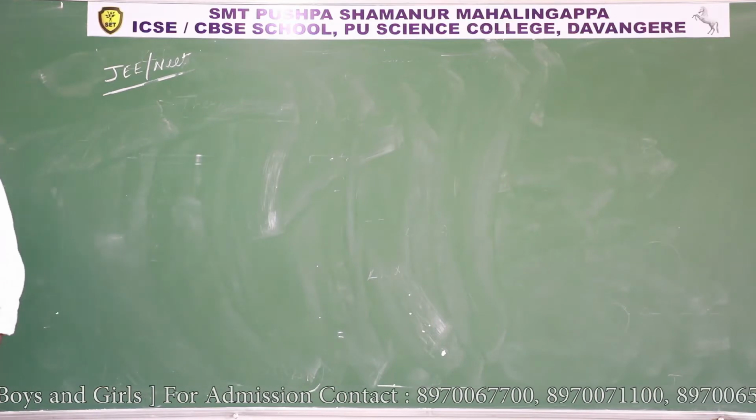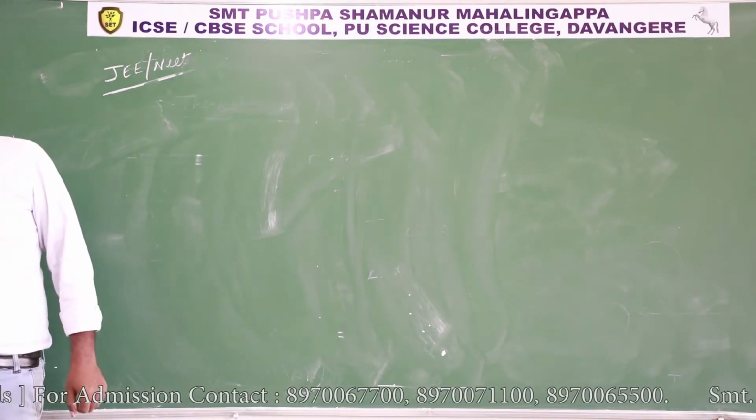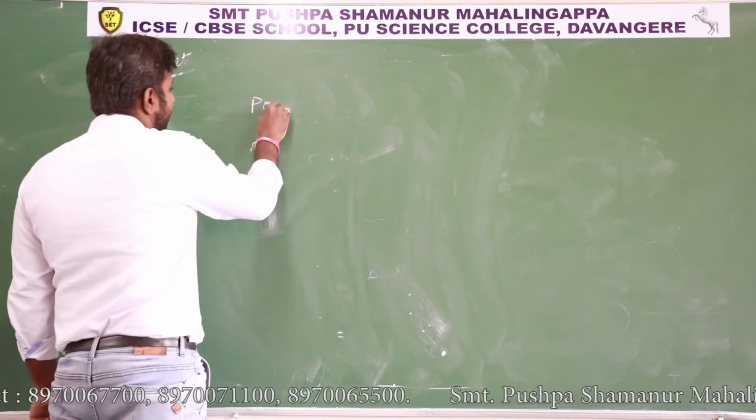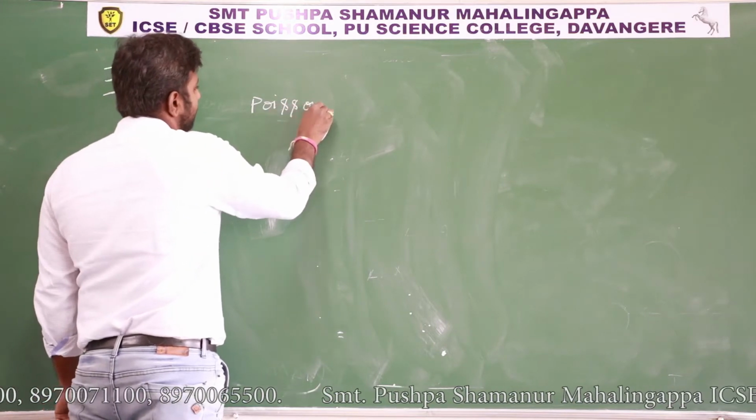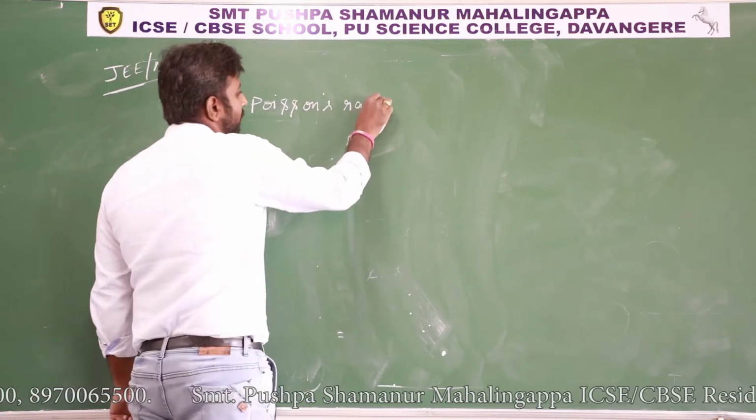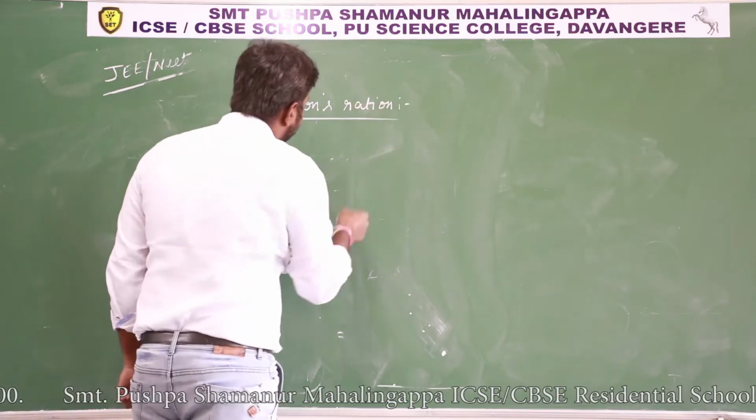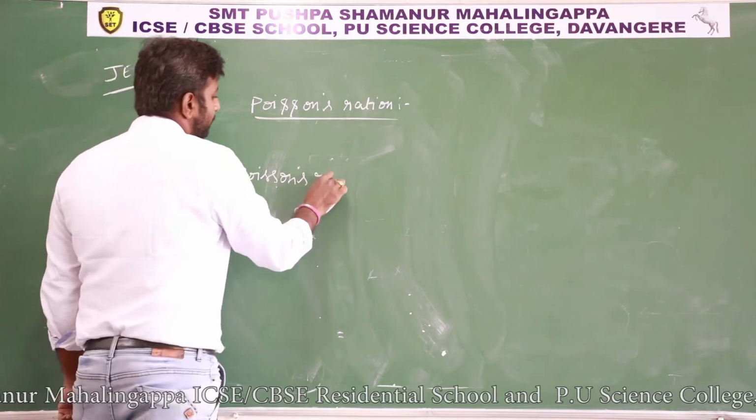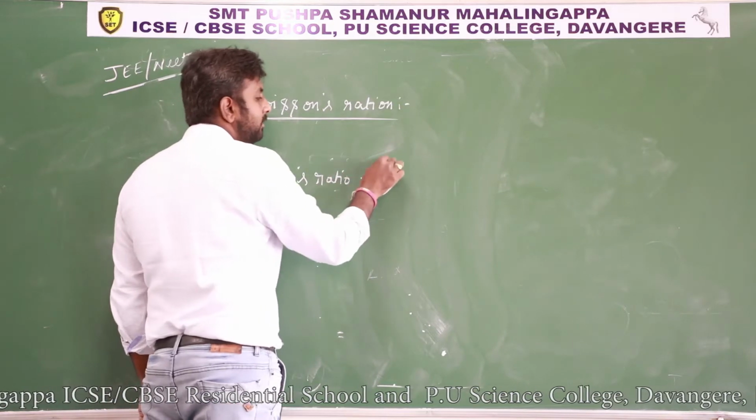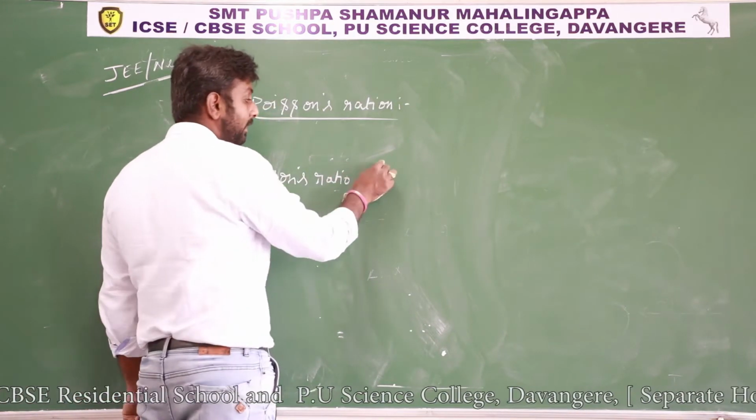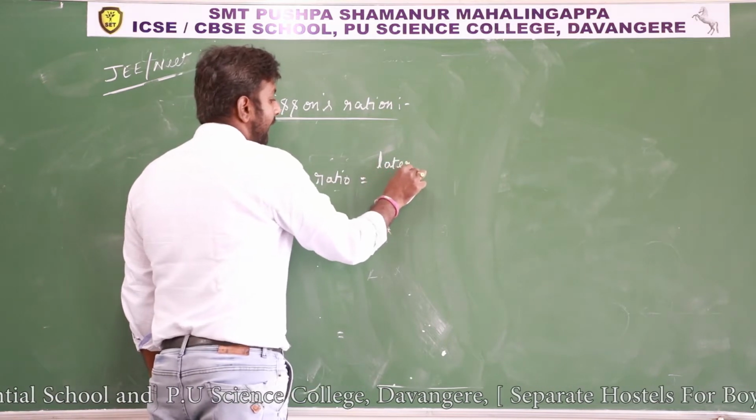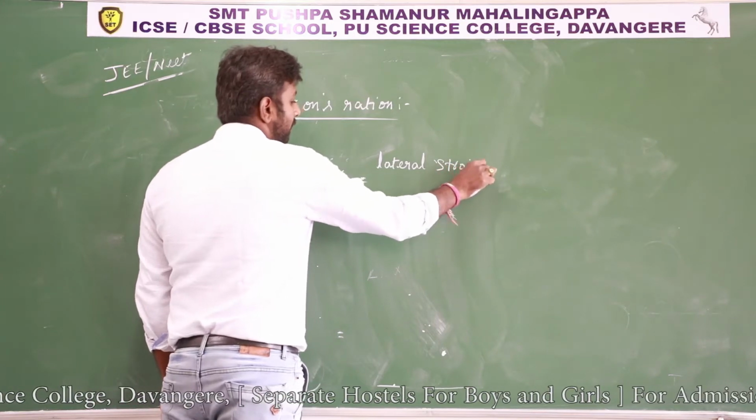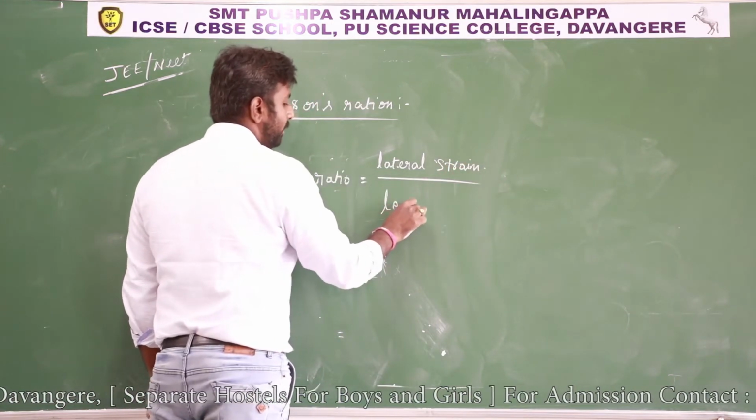And the last concept in mechanical properties of solids, which may be asked in PU also, is Poisson's ratio. Poisson's ratio is defined as the ratio of lateral strain to the longitudinal strain.